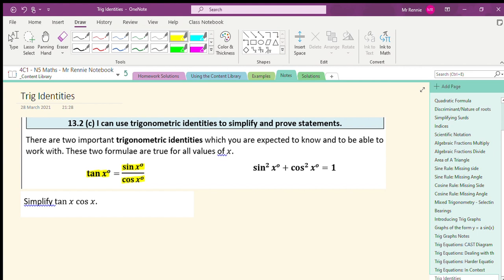So if you want to know the value of tan at a specific point, you do sine of that point divided by cos of that point, you get the tan value. That is the major rule we're going to be using today.